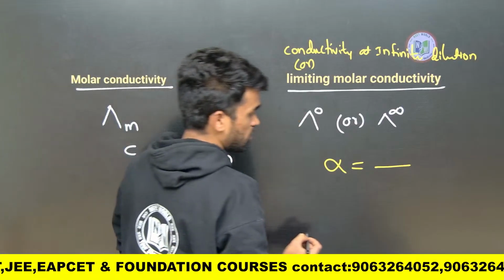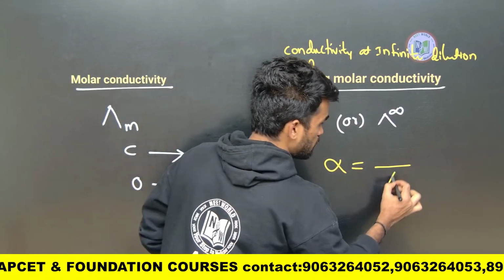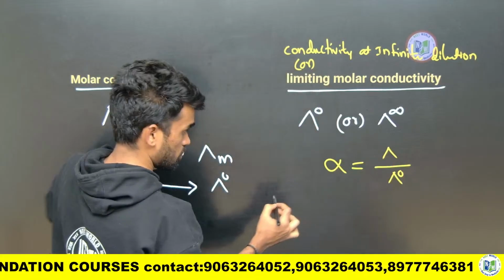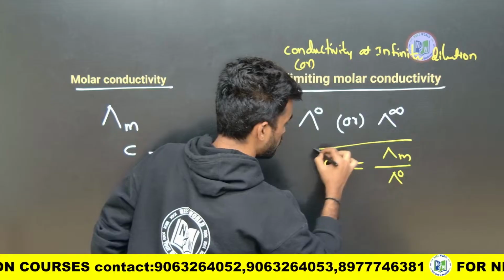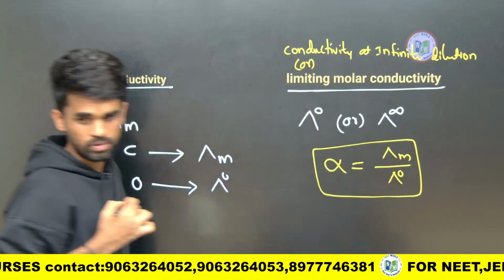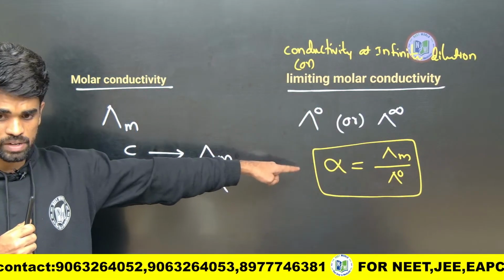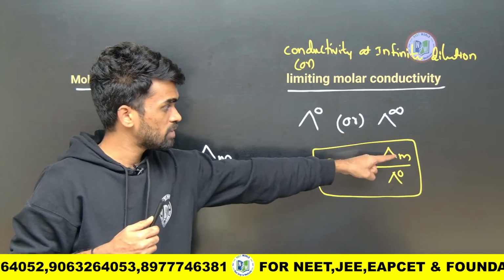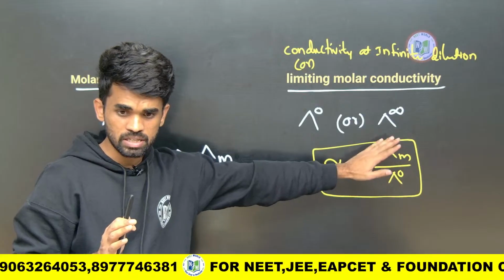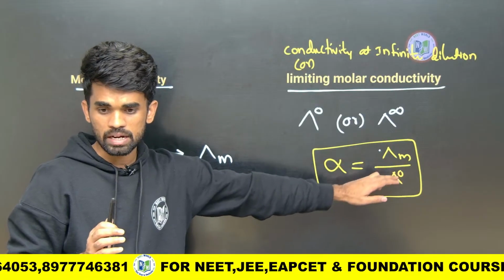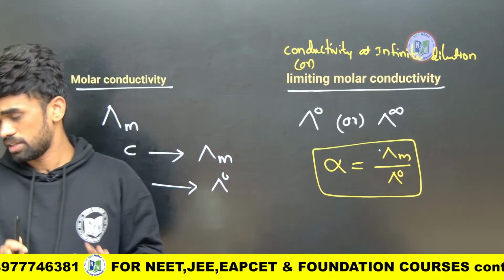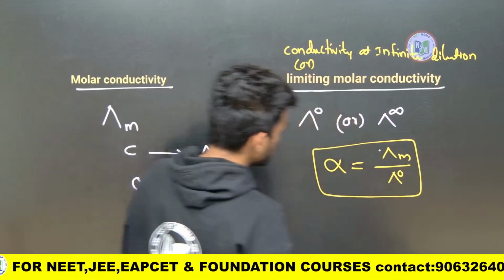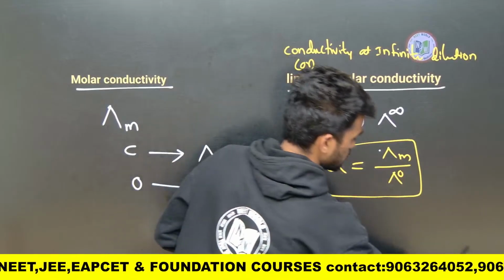So now what I am taking is the ratio of molar conductivity to limiting molar conductivity, which will give us the value of alpha. So we are saying the alpha, degree of dissociation, is the ratio of molar conductivity at some concentration by limiting molar conductivity of that. That is what you need to understand. Okay. Now this you need to remember. We will discuss about this later.